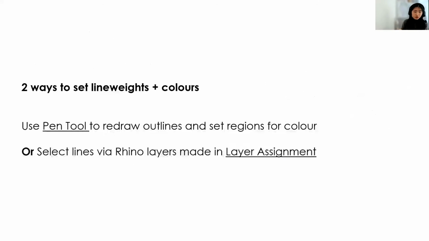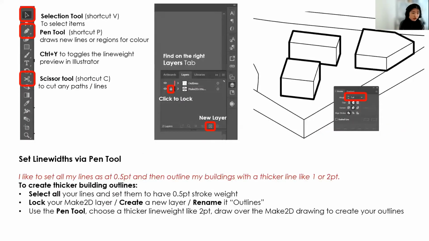So as I mentioned before, there are actually 2 ways to start manipulating your drawing in Illustrator. The first is using the pen tool. The second is using the layer assignment. I've realized that it's actually great to do a combination of both if you can do it, but either way works. Pen tool is probably the easiest and the fastest, I would say, if you don't mind just redrawing your diagram a little bit.